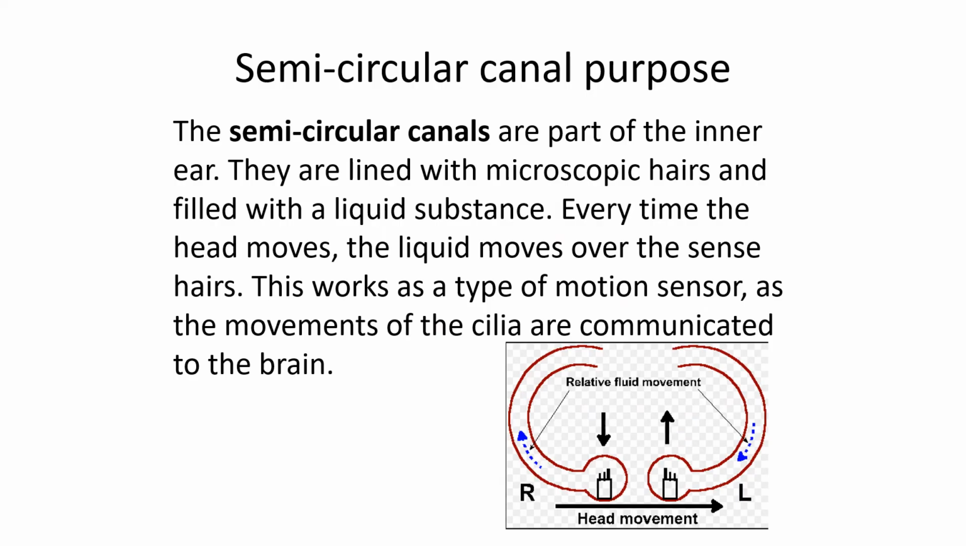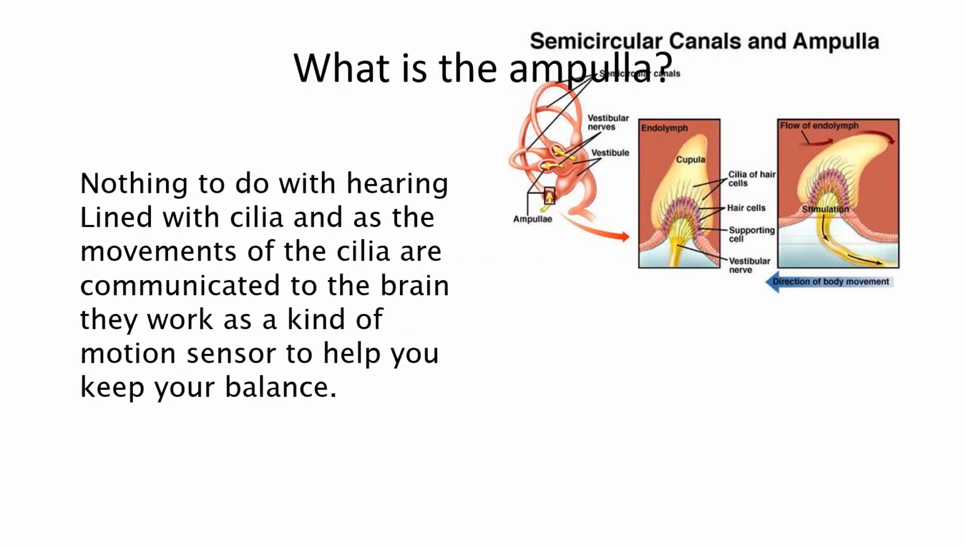So what do the semicircular canals do? They're part of the inner ear. They're lined with microscopic hairs and filled with a liquid substance. Every time the head moves, the liquid moves over the sense of hairs. This works as a type of motion sensor as the movements of the cilia are communicated to the brain.